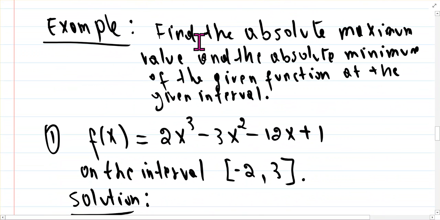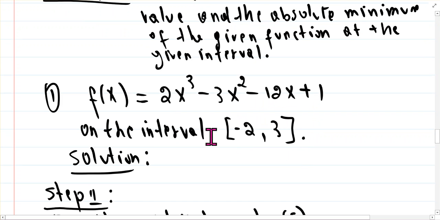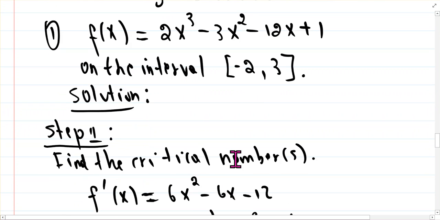The question will always be to find the absolute maximum value and absolute minimum value of the given function on the given interval. So they give us this function f of x equals 2x cubed minus 3x squared minus 12x plus 1 on the interval closed bracket negative 2 comma 3. So what do we do? Step 1, we find the critical numbers.